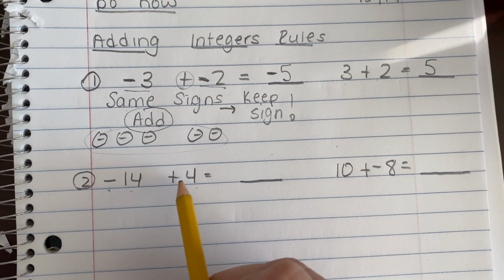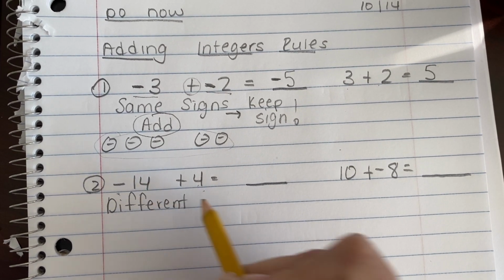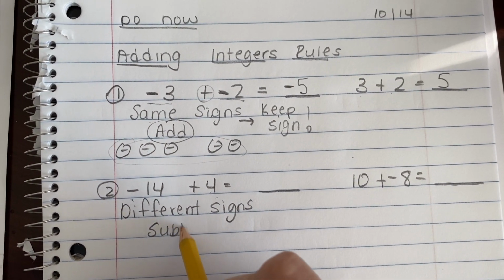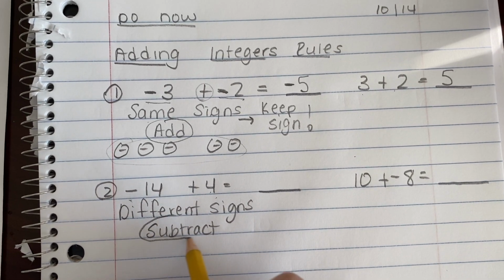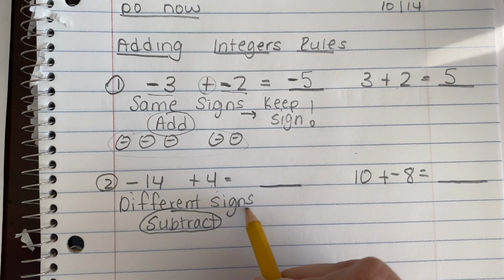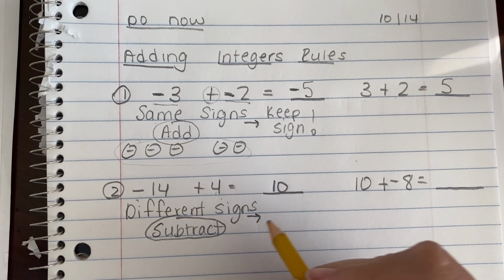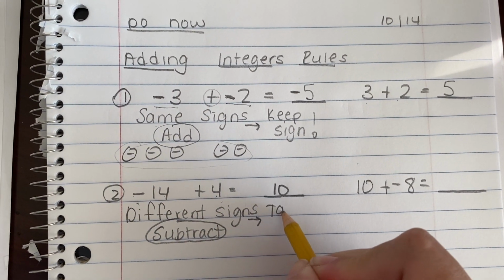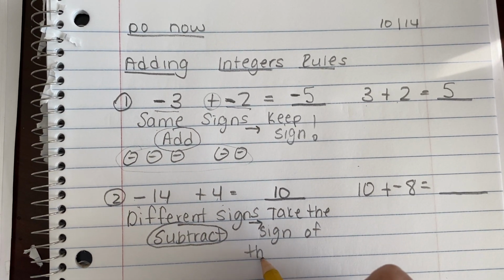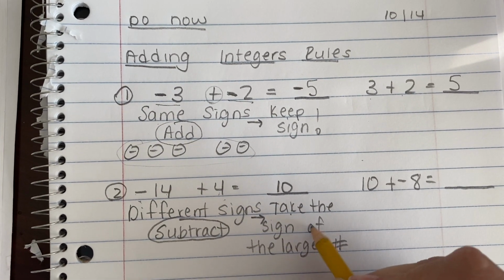Okay, I have a negative plus a positive. These are different signs. We're going to write different signs. Okay, and the rule is to subtract. Okay, subtract. It's not 18. Do not write 18. I subtract. 14 minus 4 is 10. Now, it's not keep the sign, it's take the sign of the larger number.